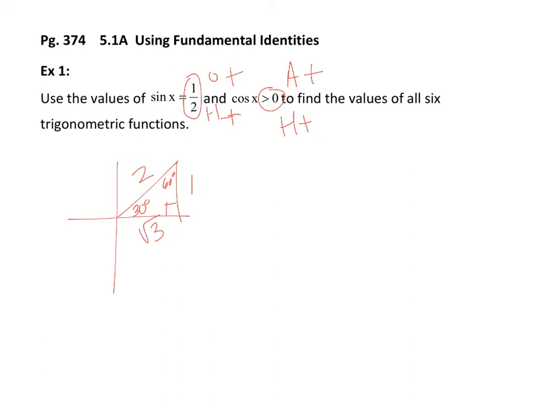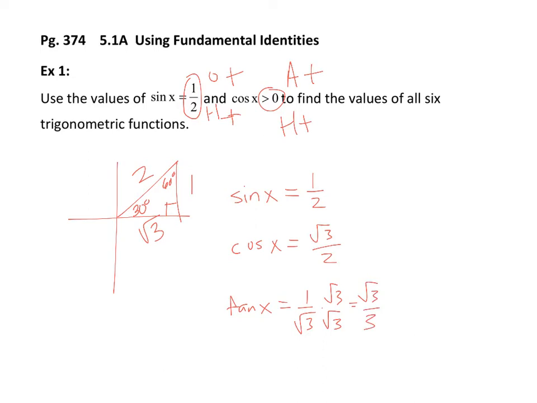All right, now we could answer the question of what are all the 6 trig functions? Well, sine of x is a half, that was given. Cosine is going to be square root of 3 over 2. Tangent is 1 over square root of 3. All right, we have to rationalize the denominator though. And then if I want the other 3 trig functions, I simply take the reciprocal.